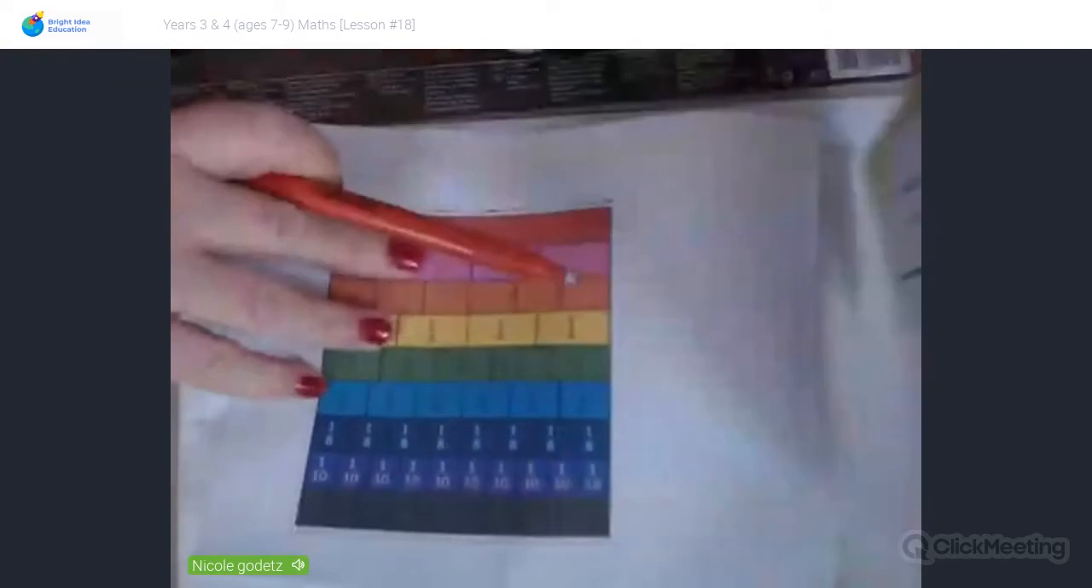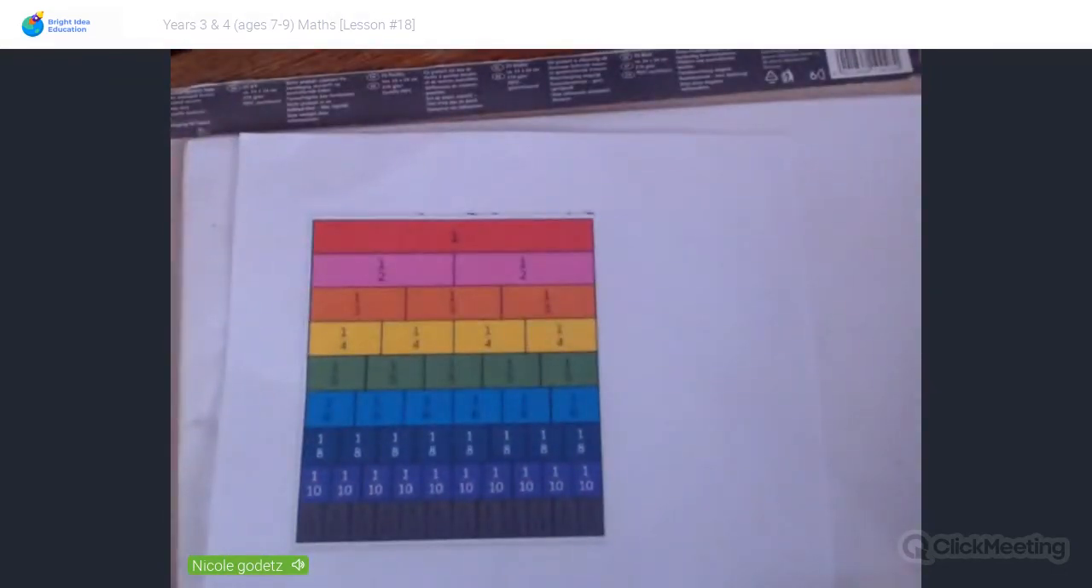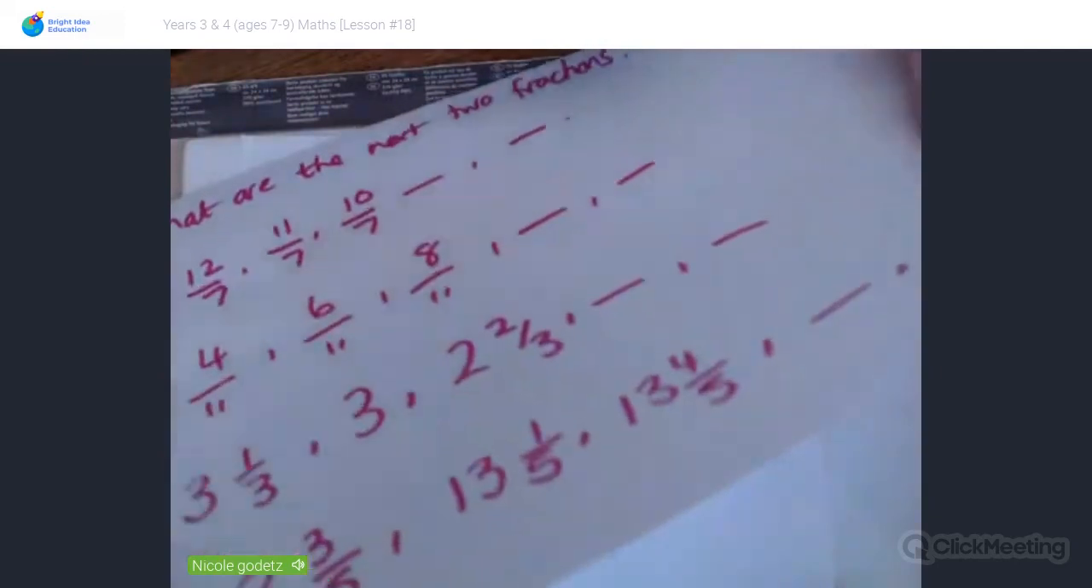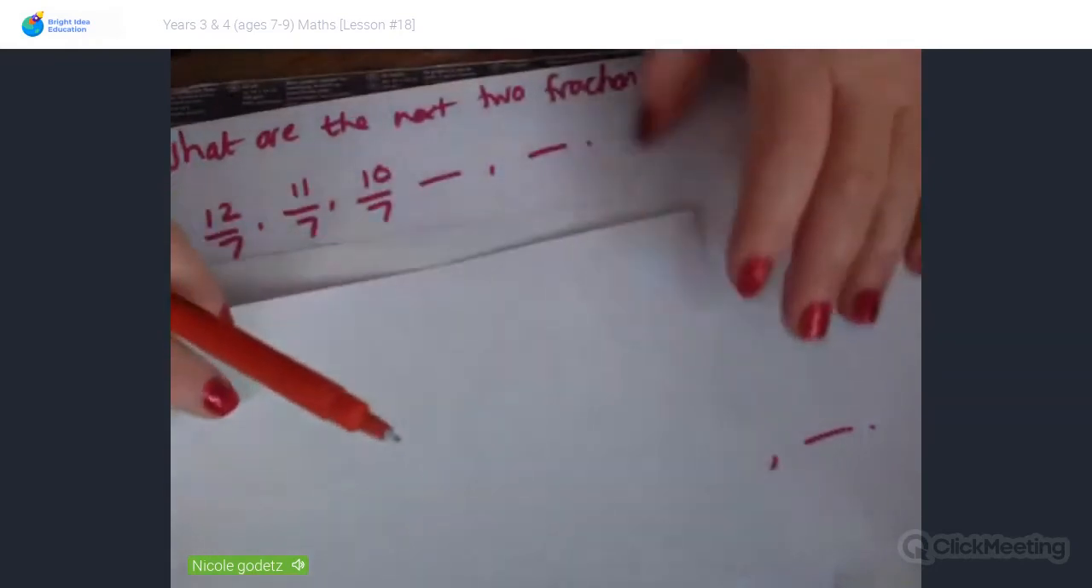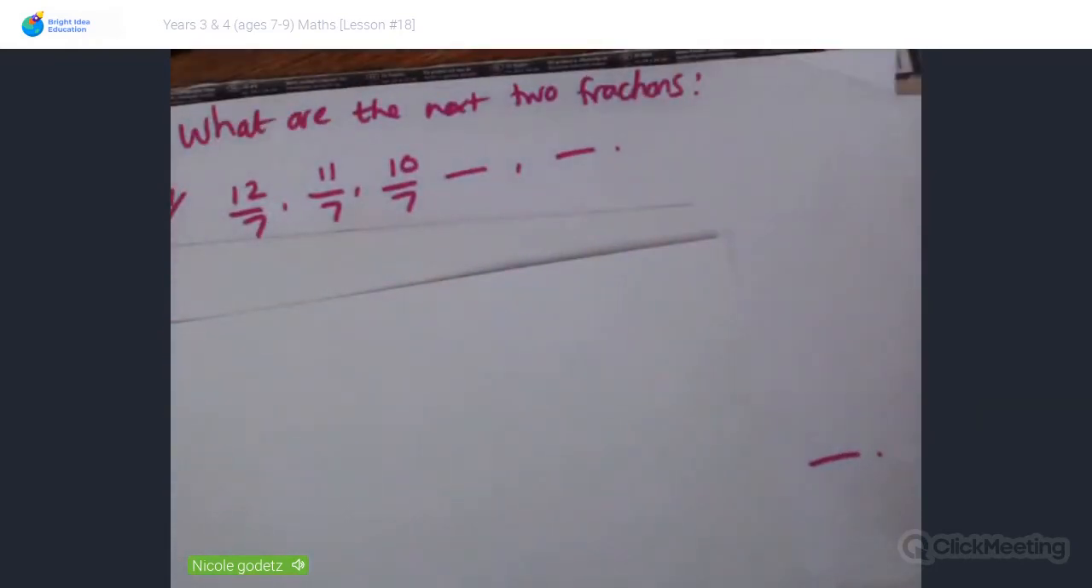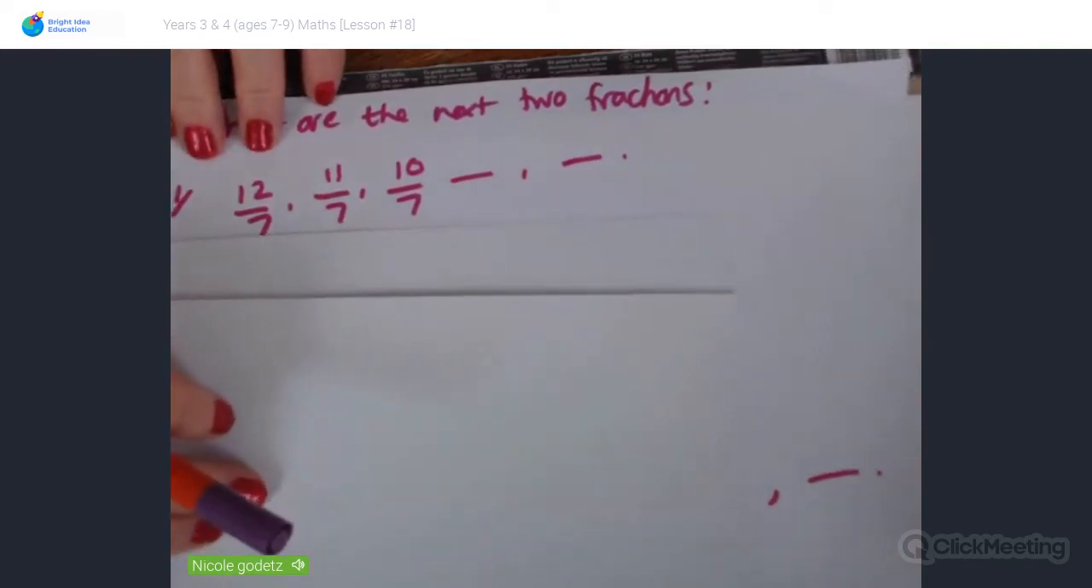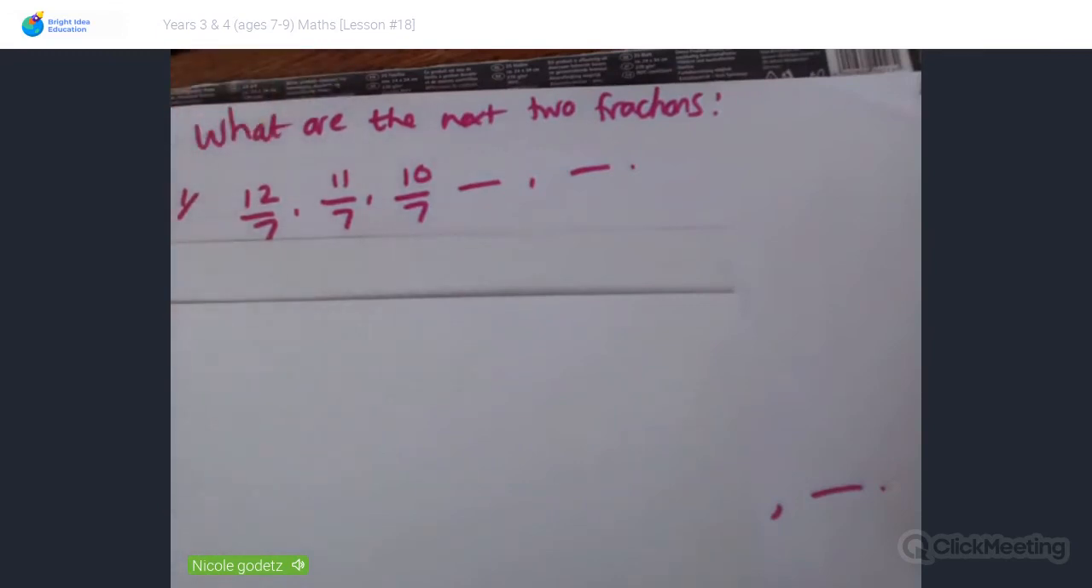Well done. Let's have a look what else I've got here to trick your brains, to get your brains really thinking about fractions. We have got some sequencing to do. What are the next 2 numbers in these sequences? Let's start off with sequence number 1. We've got 12 sevens, 11 sevens, 10 sevens. What are the next 2 numbers?